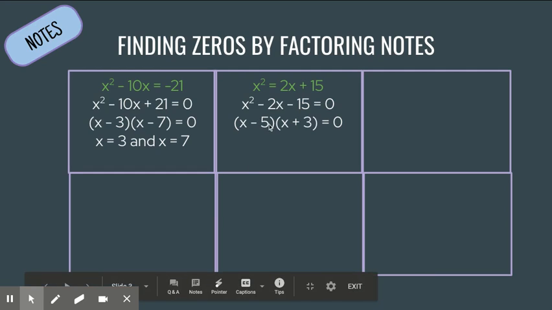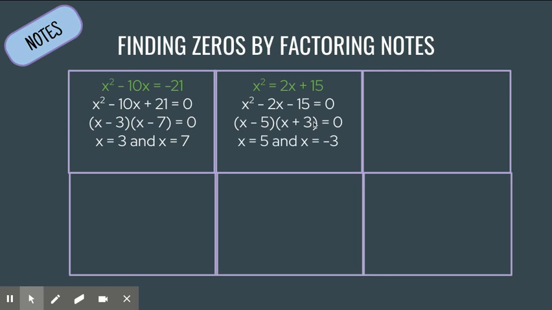Then what number minus 5 is going to equal 0? 5. What number plus 3 is going to equal 0? Negative 3.